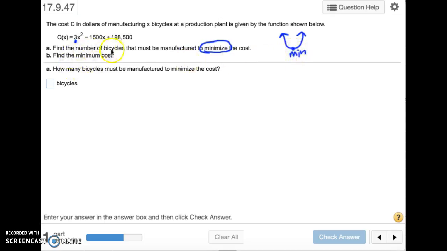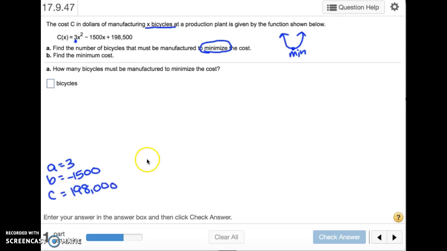And it's asking me to find the number of bicycles. And up here they tell me that bicycles is my x. So I need to find the x value of my vertex, also known as my axis of symmetry. So before I start, I want to identify my A as 3, my B is negative 1500, and my C is 198,000.